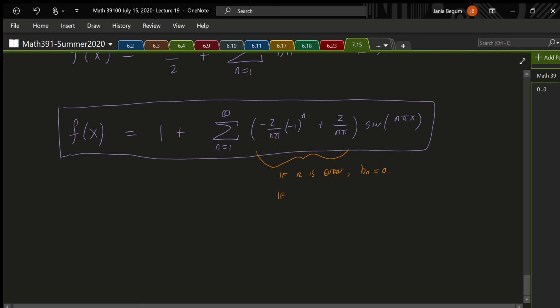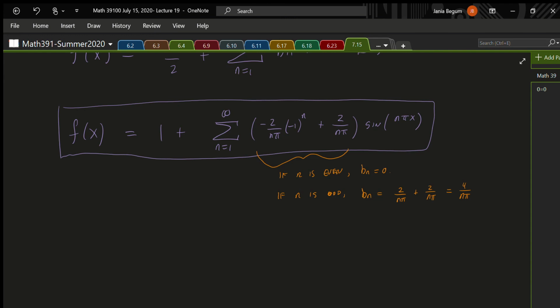If n is odd, what happens to this coefficient? So we can simplify, right? If n is odd, we have negative 1 times negative 2. That's positive 2 over n pi plus 2 over n pi, which simply becomes 4 over n pi. So you see how we just simplified a lot by getting rid of all the even powers for n.